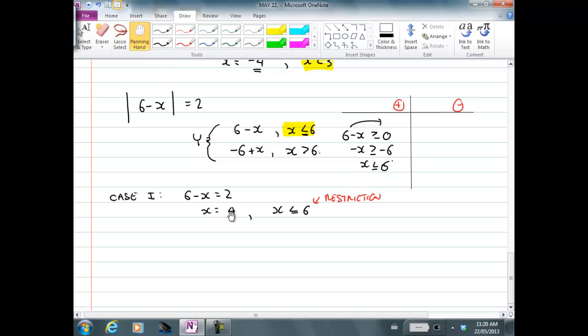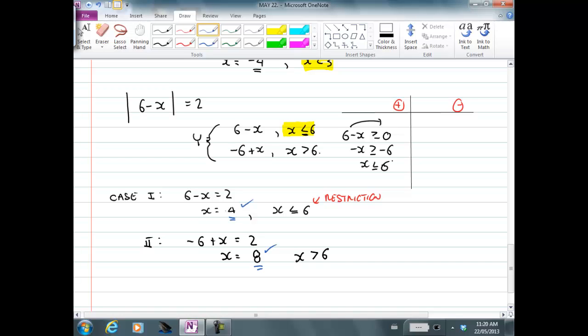So I look at this. Is this 4 less than 6? Well, the answer is yes. I brought the 6 over, and then I divide by negative 1. Okay. I do case 2, exact same setup. Negative 6 plus x equals 2. For x, you should have 8. And look at my restriction. It says x is greater than 6. Hey, look at that. 8 is indeed greater than 6. So these are my two answers, 8 and 4.